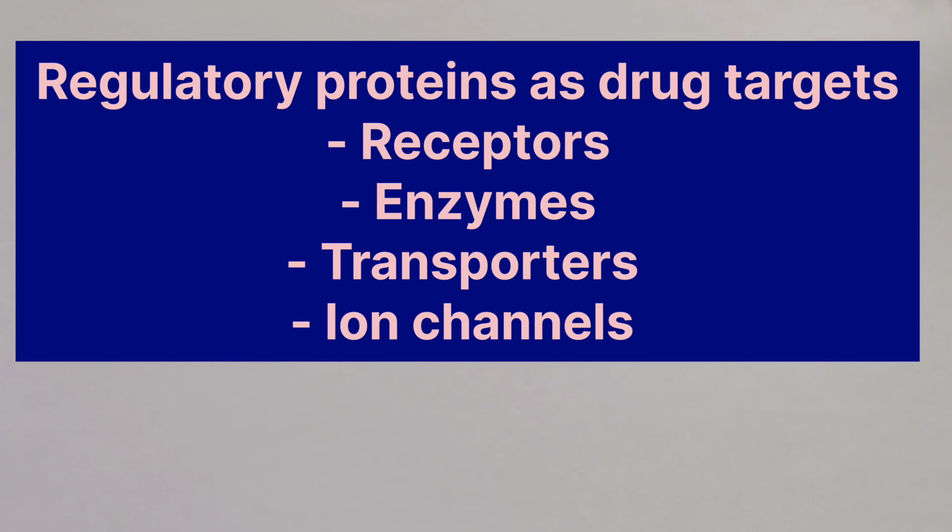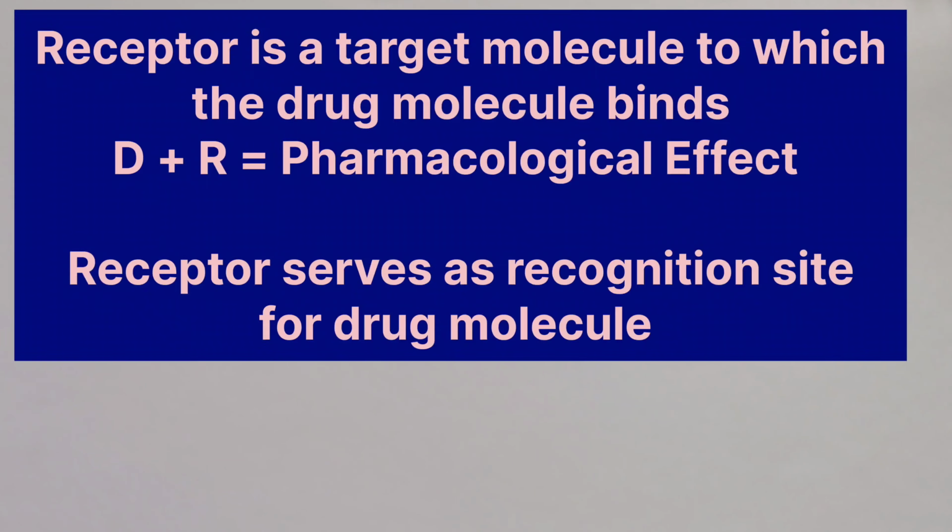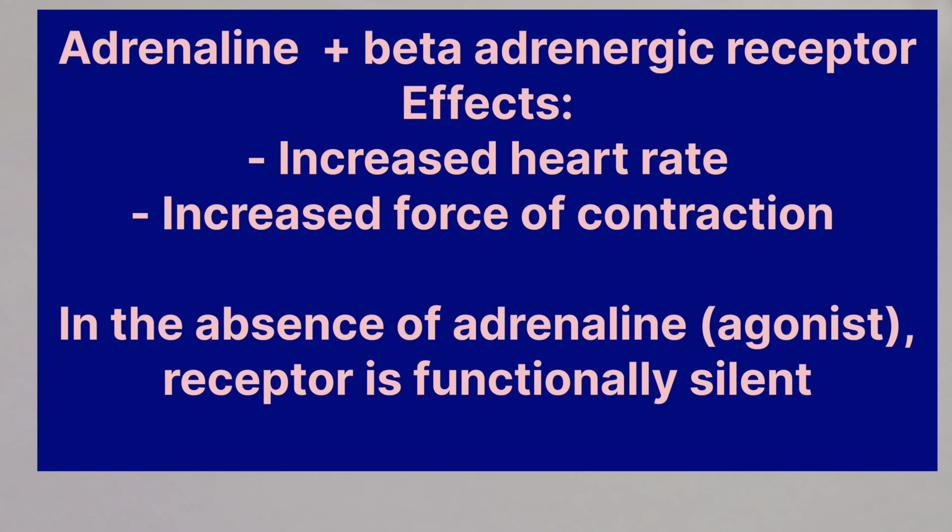So what is a receptor? A receptor is a target molecule to which the drug molecule binds and produces a pharmacological response. It serves as a recognition site for the drug molecule. For example, adrenaline, which acts as an agonist, binds to beta-adrenergic receptor and a train of reactions is initiated, and this gives rise to increase in heartbeat and increased force of contraction.